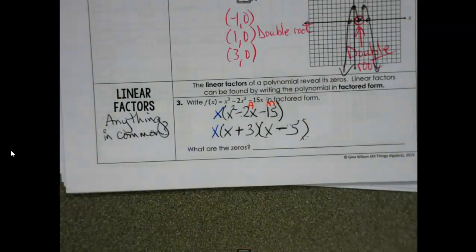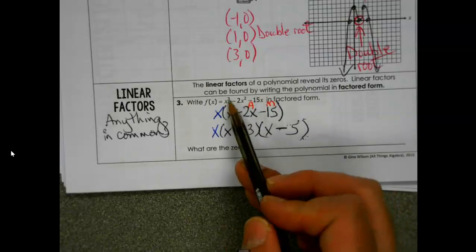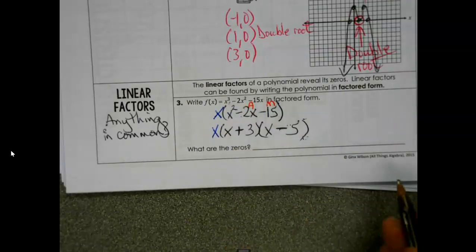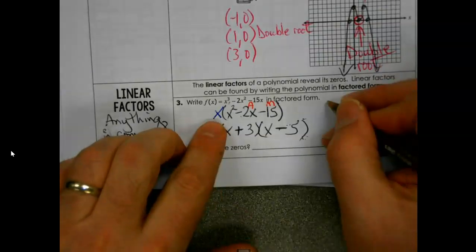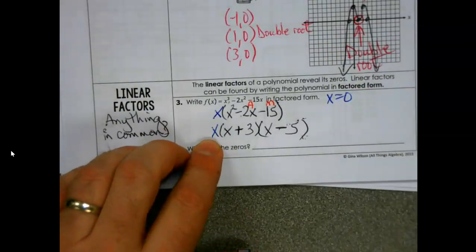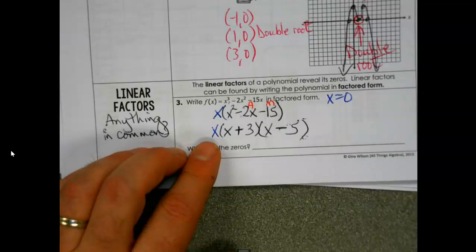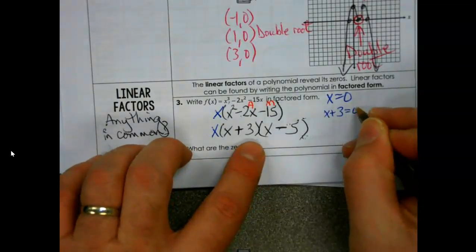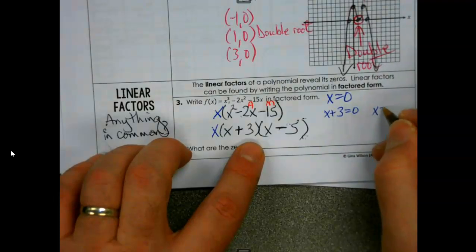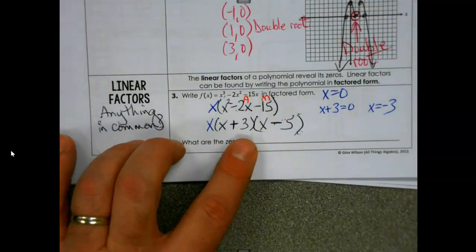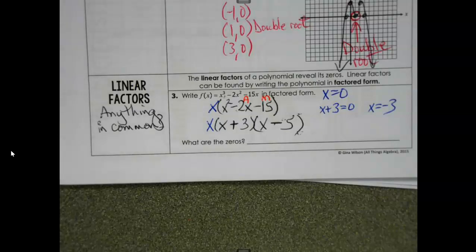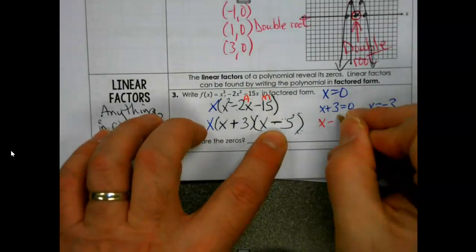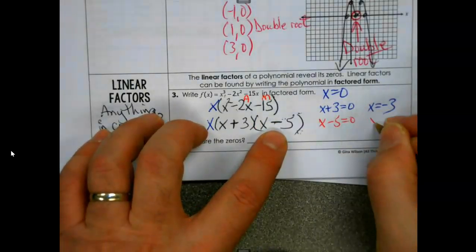So check this out. It's a degree of 3. I should get 3 answers. X equals 0. There's one answer. X plus 3 equals 0, so x equals -3. 2 answers. X minus 5 equals 0.